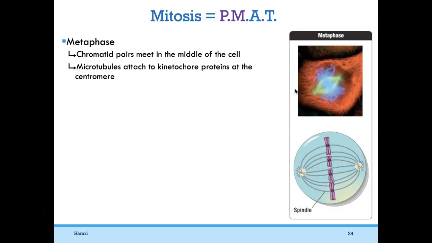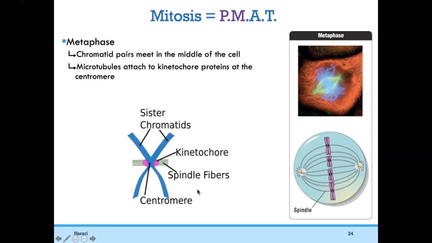So next we have metaphase, where chromatid pairs meet in the middle. You can remember M, metaphase, meet in the middle of the cell. Specifically, microtubules attach to the kinetochore proteins at the centromere. So remember, we have two identical sister chromatids. They're all going to line up at the equator of the cell. So they line up right at the middle.